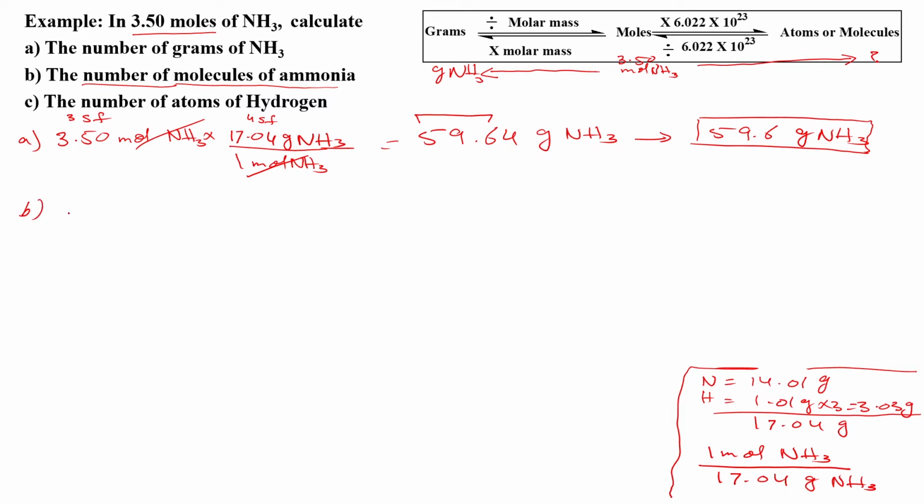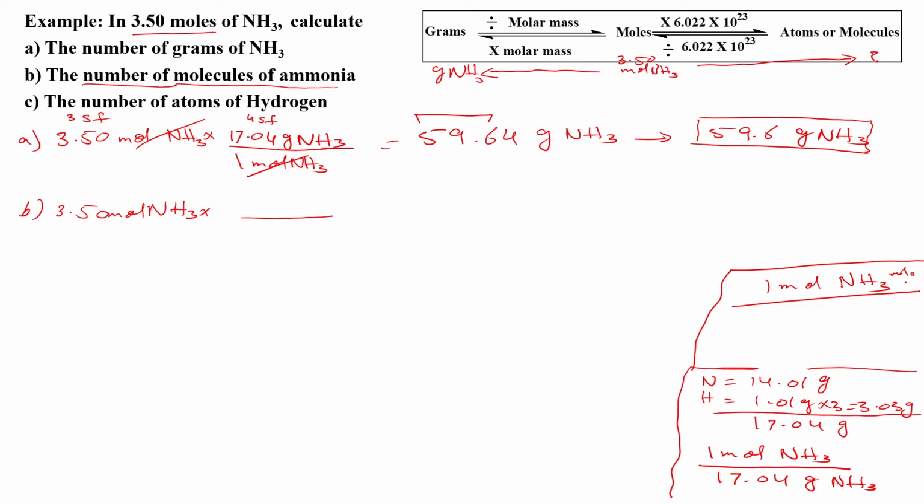So let's start writing. We have 3.50 moles of ammonia. We need the Avogadro's number conversion factor for ammonia. That conversion factor is 1 mole of anything. So this time we have that as ammonia. So 1 mole of ammonia, and this is ammonia molecule, right? So 1 mole of ammonia molecule is 6.022 times 10 to the 23 ammonia molecules.